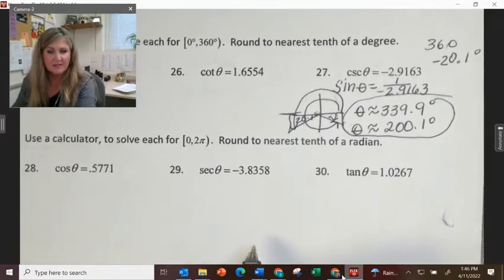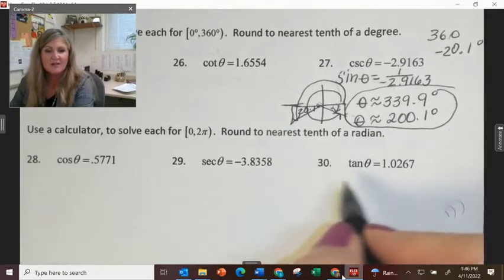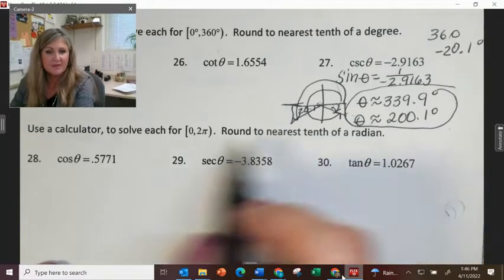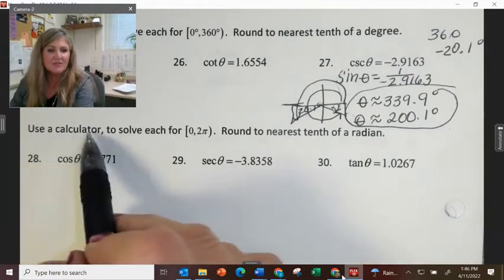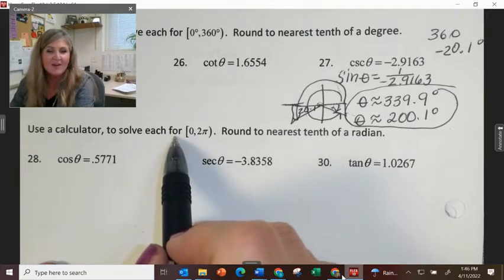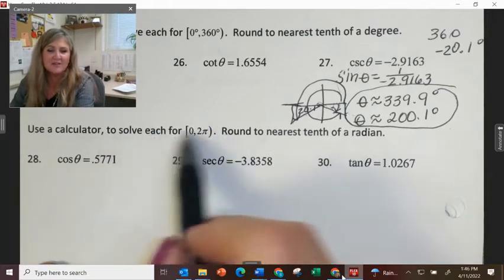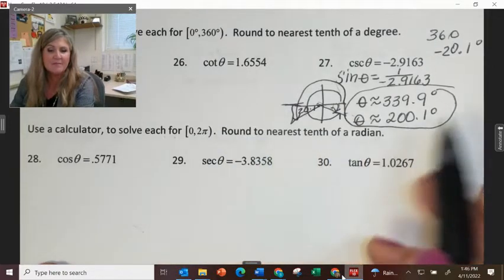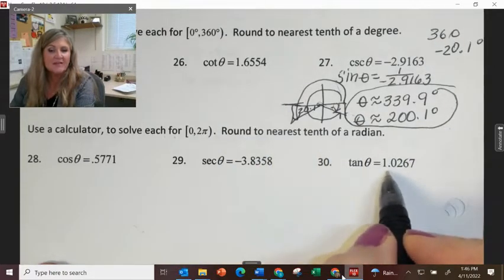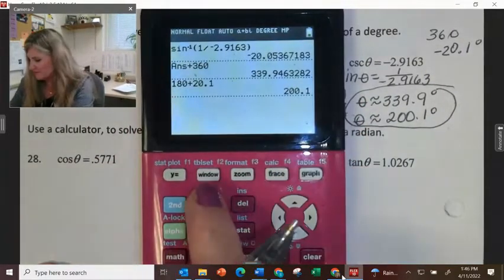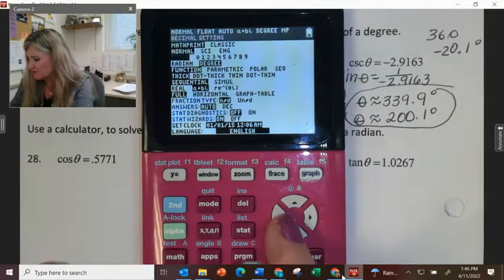All right, let's go down to this section now, and let's do just this problem. Look at the directions now. Use a calculator to solve each problem over 0 to 2 pi. This wording's not the best. Round to the nearest tenth of a radian. All right, so now what am I going to do with my calculator? Go under my mode, switch it into radians.